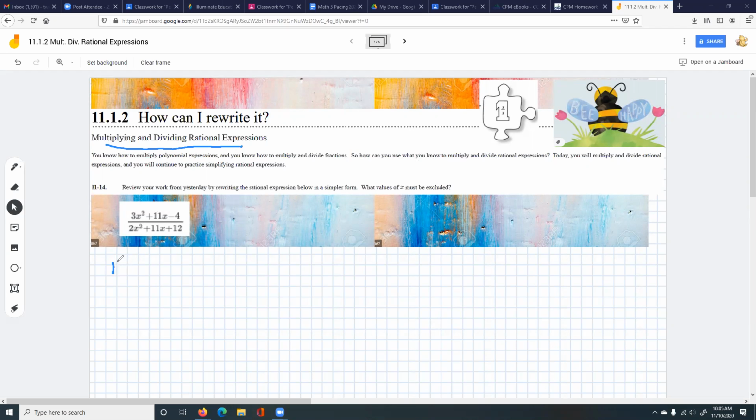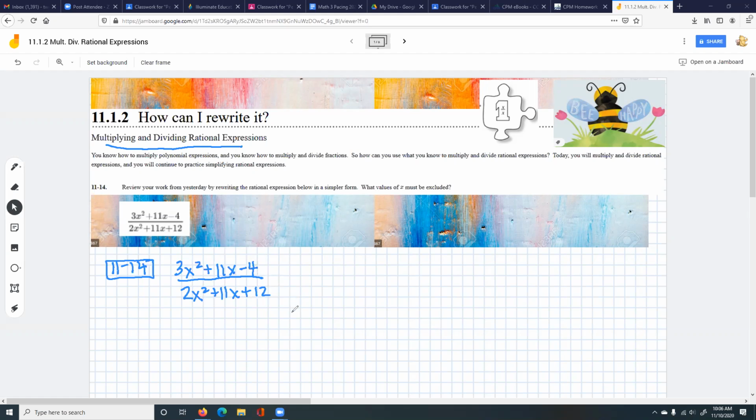Okay, so problem number 14, again, we are in chapter 11, not chapter 3. We're skipping chapter 3. We'll come back to chapter 3, but going to chapter 11, we have 3x squared plus 11x minus 4, all over 2x squared plus 11x plus 12. And so we want to divide these two things.